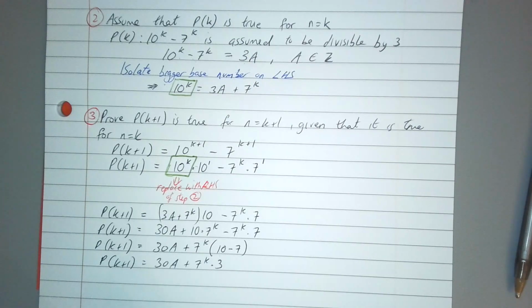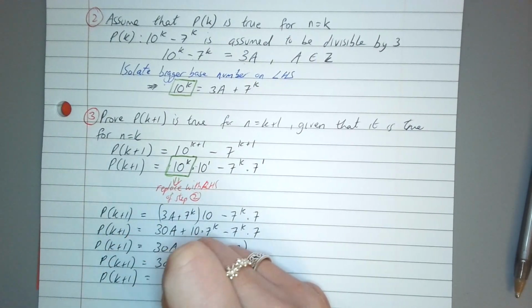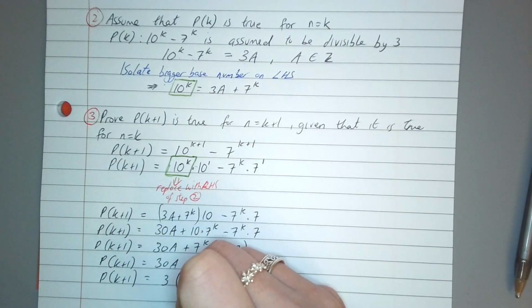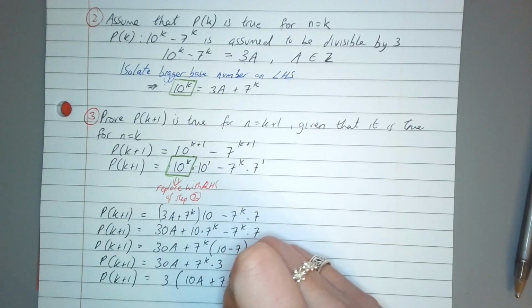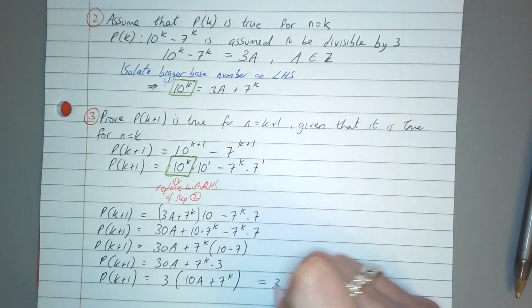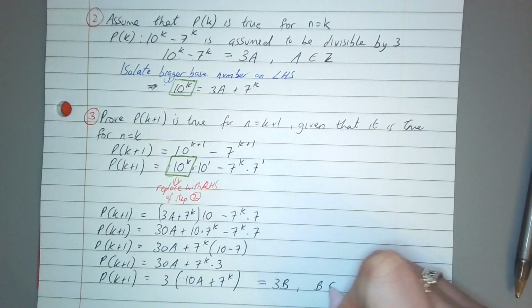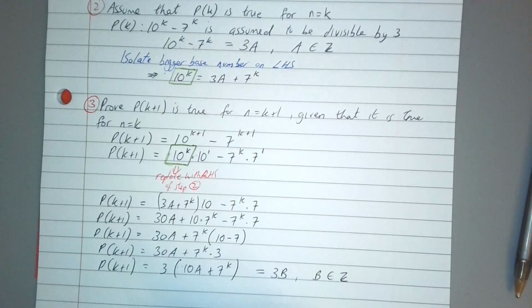And then, like before, we're going to factorise out 3 completely. So 3 bracket, 3 into 30a gives us 10a, and 3 into 7 to the power of k times 3 gives us 7 to the power of k. And like before, if we were given the two values for a and k, we'd have a different number. So we know this is equal to 3 times b, where b is an element of Z. So again, if you don't get that part, that's okay. That's just us finishing off the end of the question.